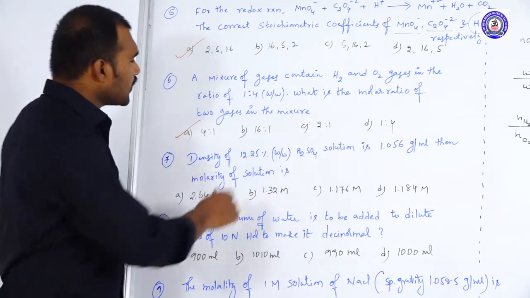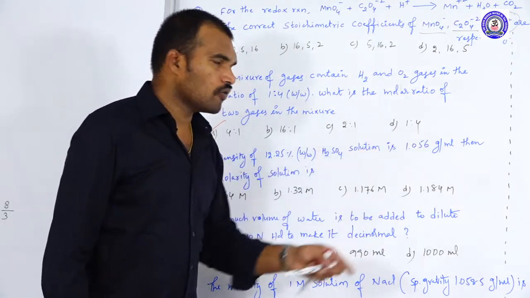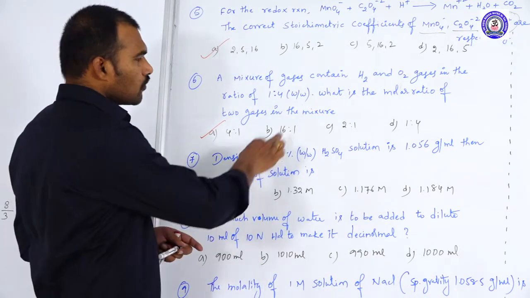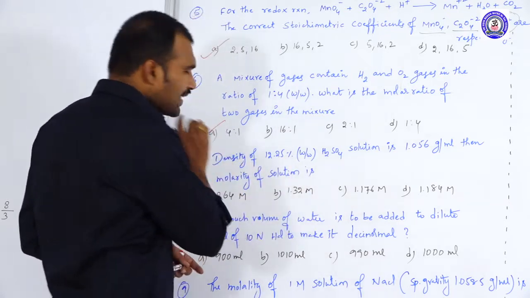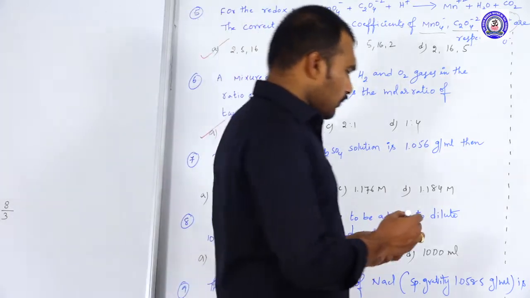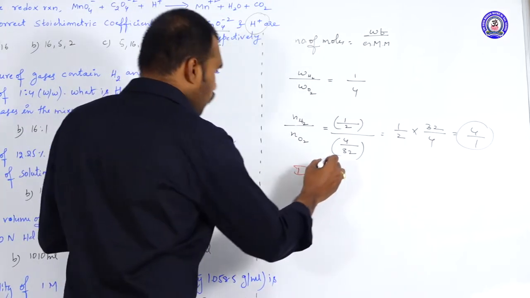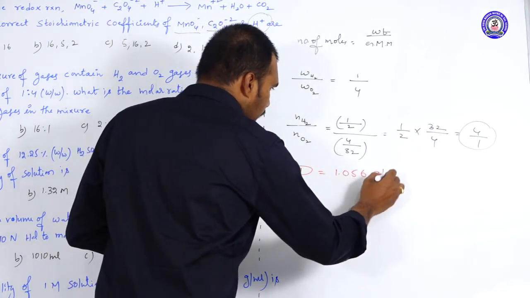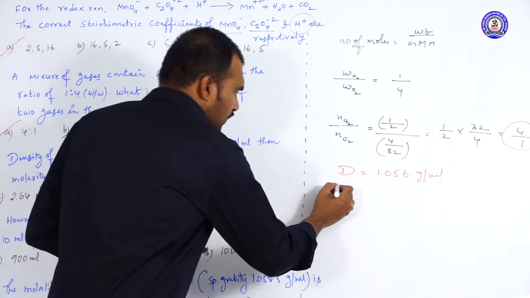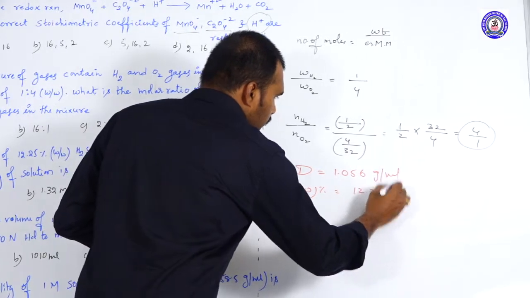Okay, next one. Density of 12.25% weight by weight H2SO4 solution is 1.056 gram per ml. Then molarity of the solution. So now in the place of specific gravity, now they given density. This kind of problem we already solved. Okay, tell me what are the values they given? What density they given? That is 1.056 gram per ml. That is the density they given. And also weight by weight percentage is 12.25%.